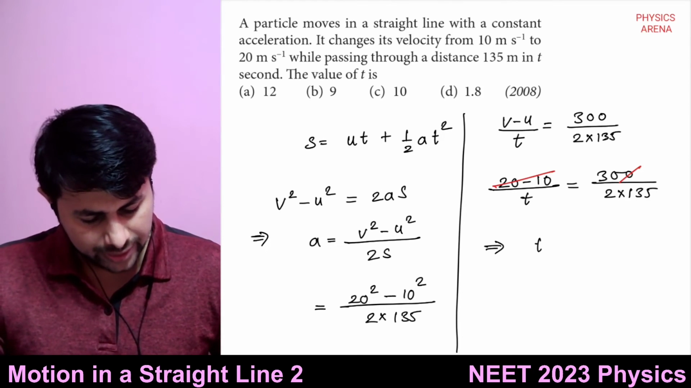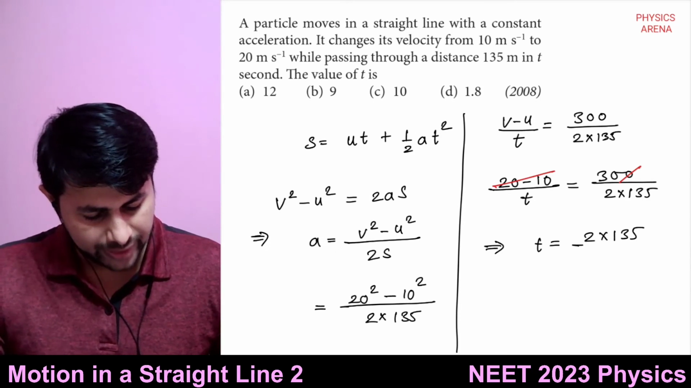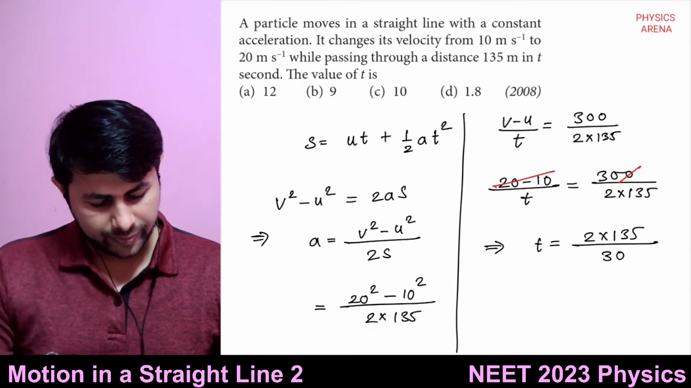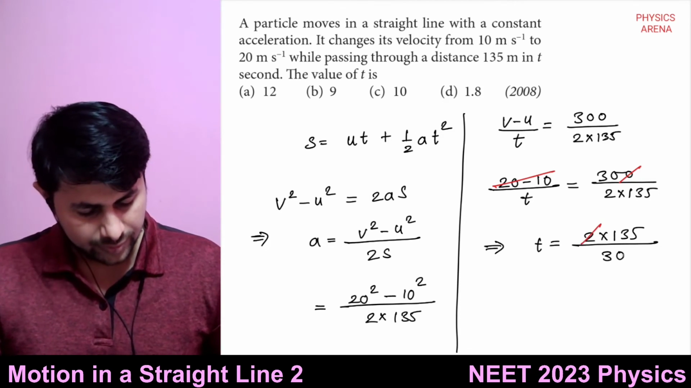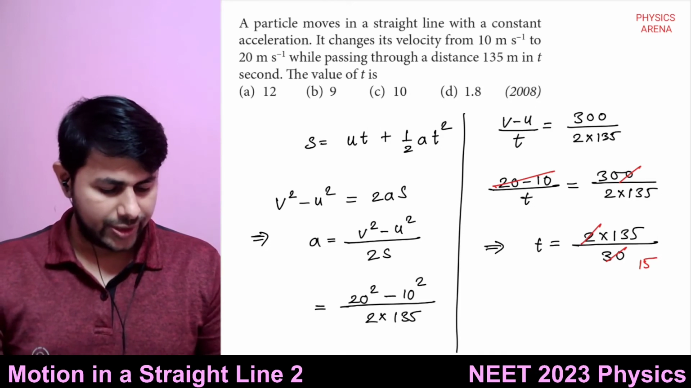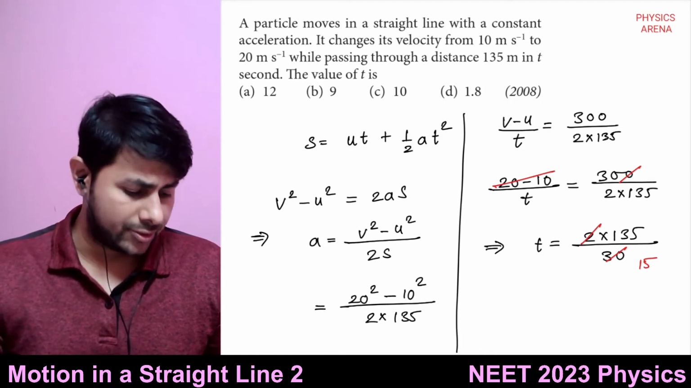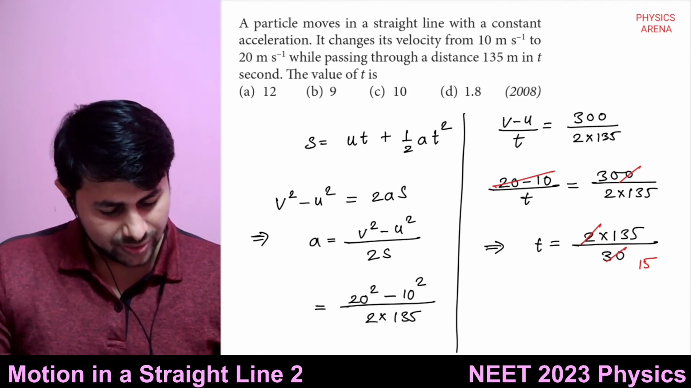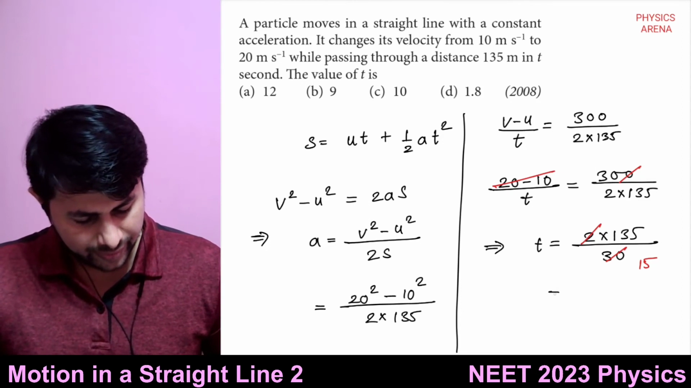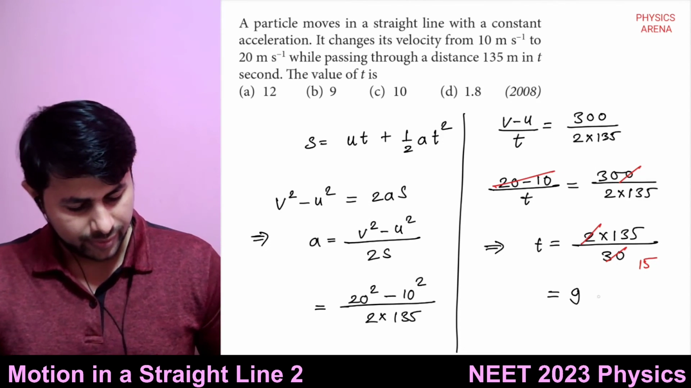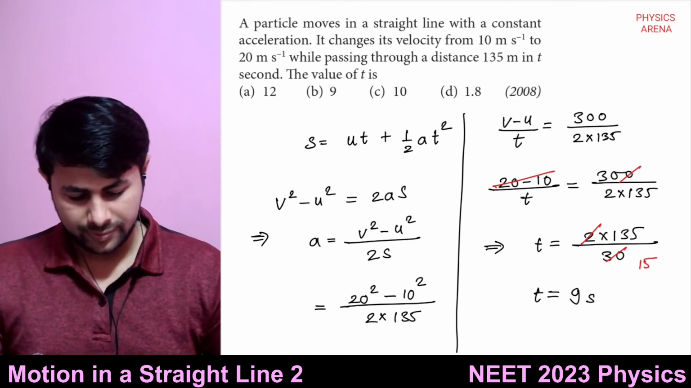And therefore T is equal to what? It is 2 times 135 divided by 30. And here too you can cancel out this 2 with 30. 15 will remain. 2 ones are and 2 15s are, or 15 twos are. So 135 divided by 15 is 9. 9 seconds is the answer.